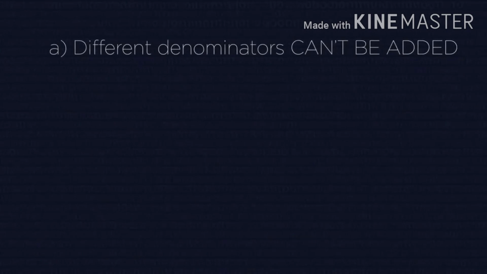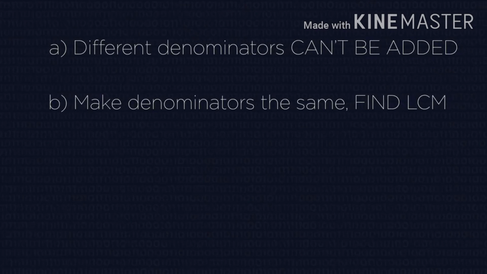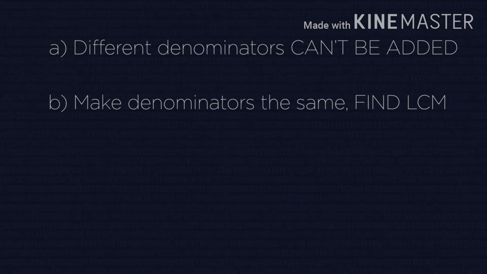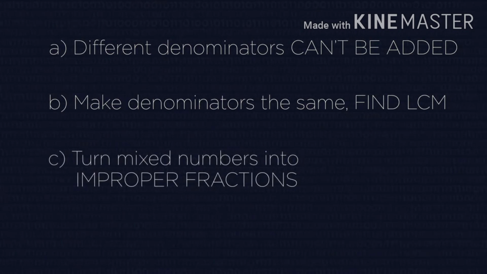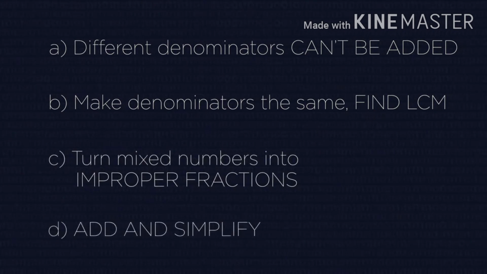Now let's end it with a summary. Different denominators cannot be added. You need to make your denominators the same by finding the lowest common multiple, or LCM. Turn mixed numbers into improper fractions. Add and simplify.